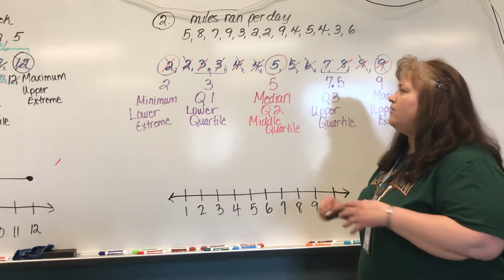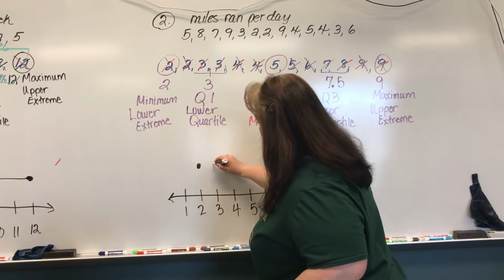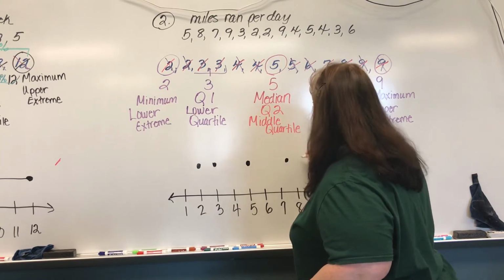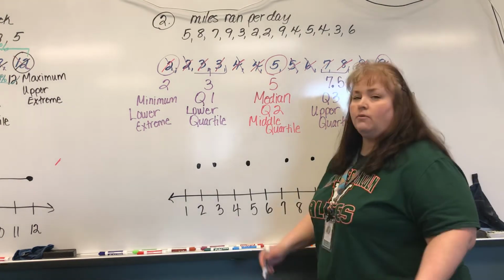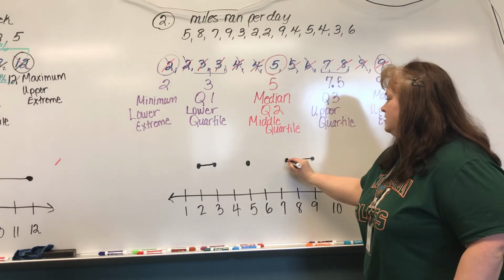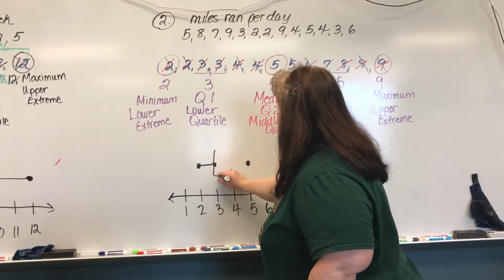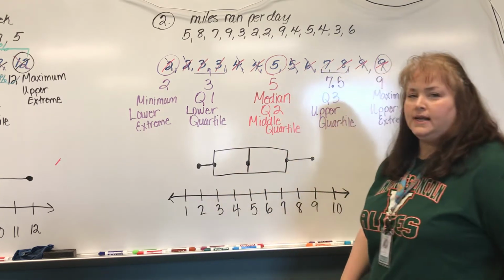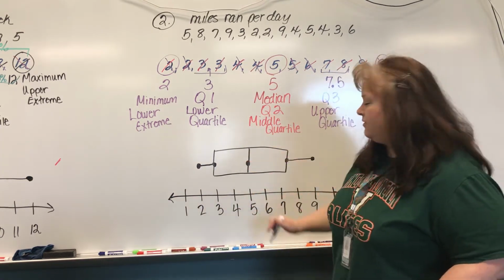So let's go ahead and graph our box and whisker plot. We're going to put a point up above our number line for each of our 5 numbers. And then I always start with my whiskers, so from the outside to the next one, from the outside to the next one. And then your box is the inner 3 and a line through the median. And then you need a title. I'm going to put my title on the bottom this time because I'm kind of squished together.